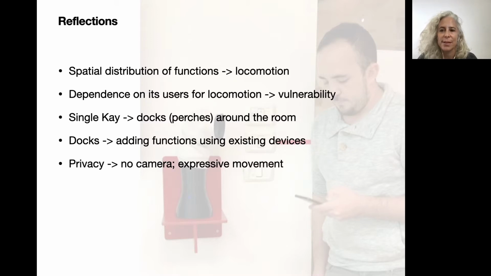To reflect: envisioning K as an idiosyncratic expert in a very specific learning space has been a rich ground for new interaction ideas. The spatial distribution of functions in our space led to the idea of locomotion. The dependence on users for locomotion led to the thought about vulnerability. Having a single K inspired us to the idea of docks around the room, and the docks enabled us to add functionality to K using existing devices.